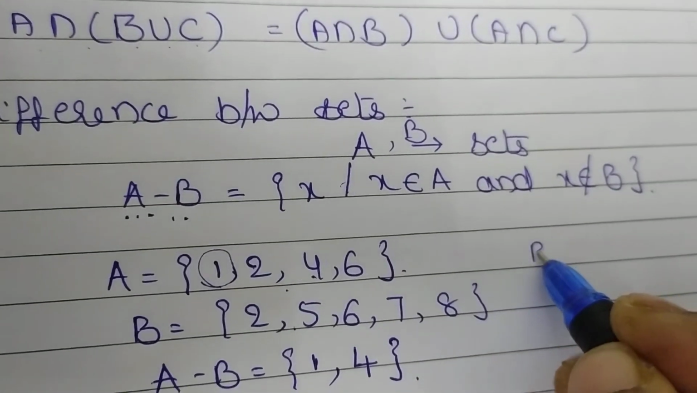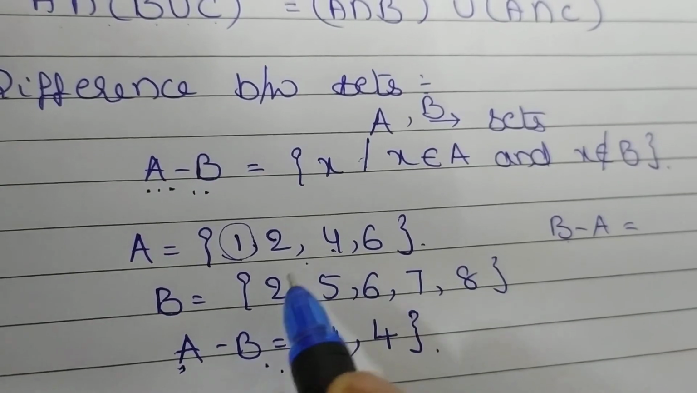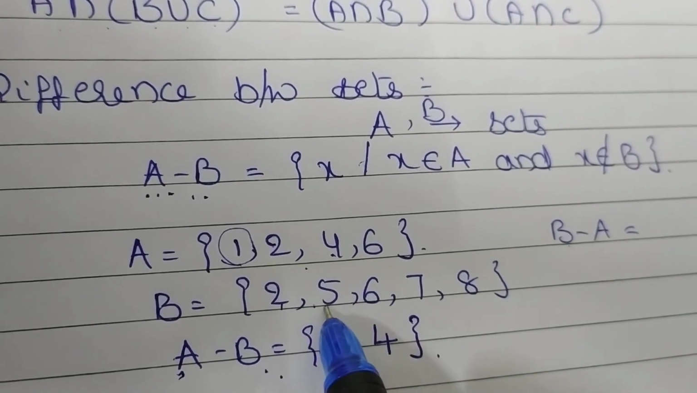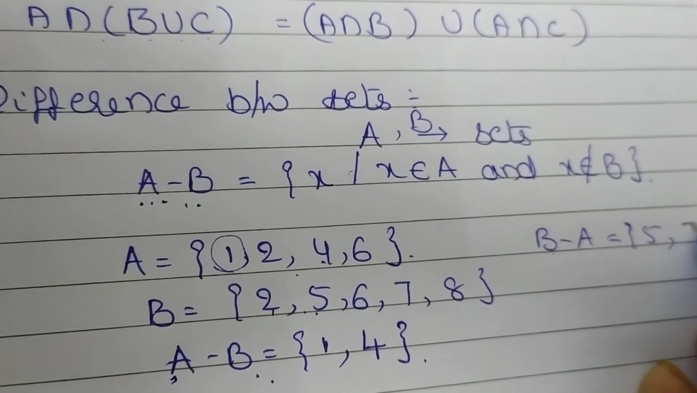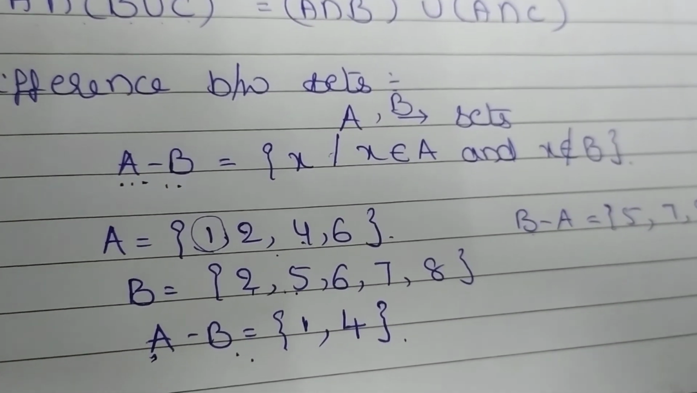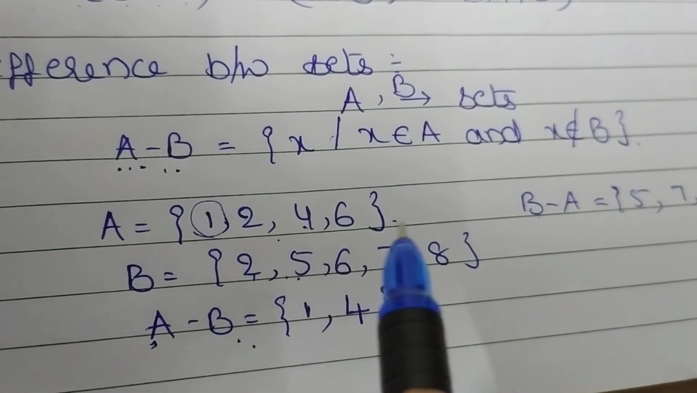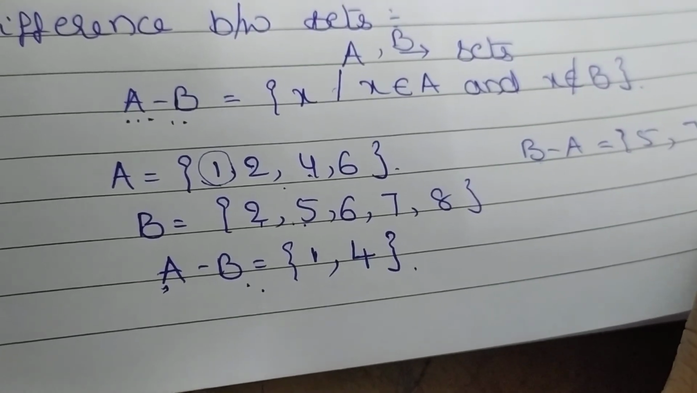Suppose B minus A means the elements of B which are not in A. So 2 is there, 5 is not there in A, so I will be writing 5. 6 is there. 7 is not there, I will be writing 7. 8 is not there, so like that. Elements of B which are not in A. So this is about the difference between the sets.